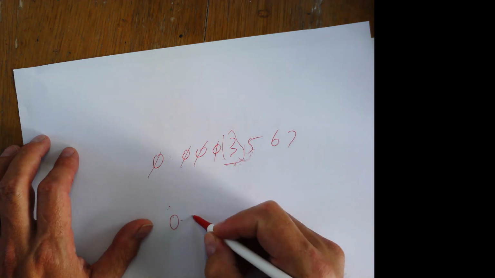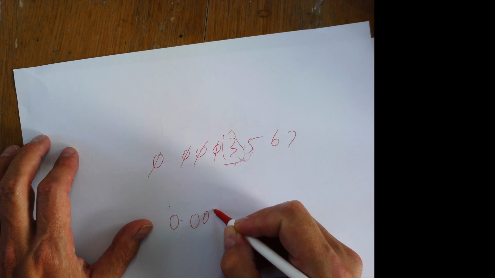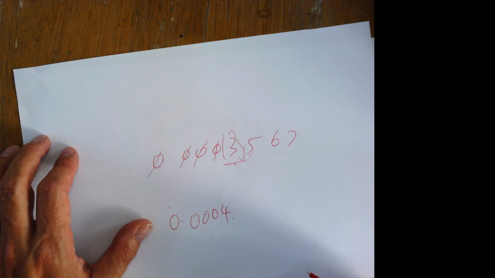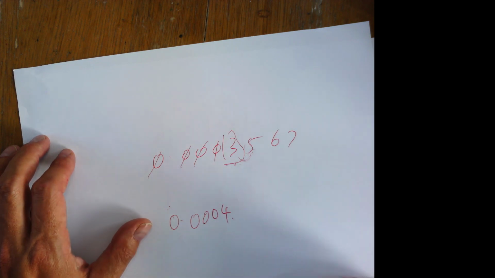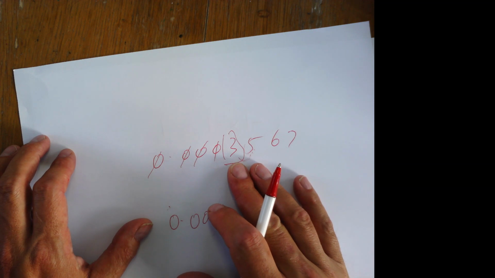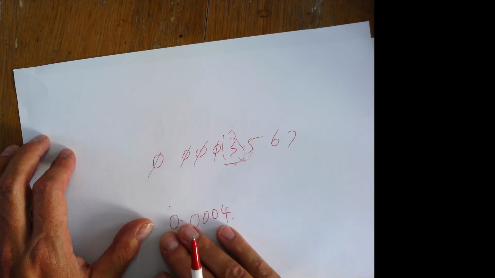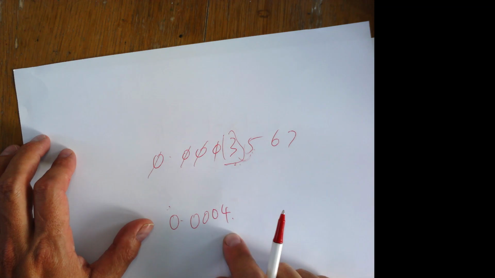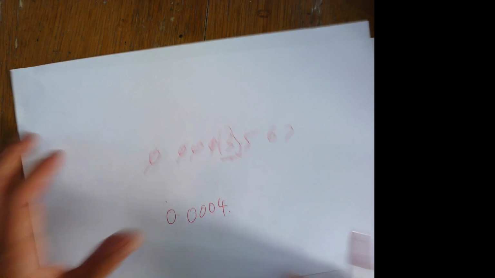So I'd have 0.0004. And that would be my answer. Okay, so I'd look for my first figure, which is there, and then round it to the nearest significant figure, which would be a 4. And that's the way it would work.